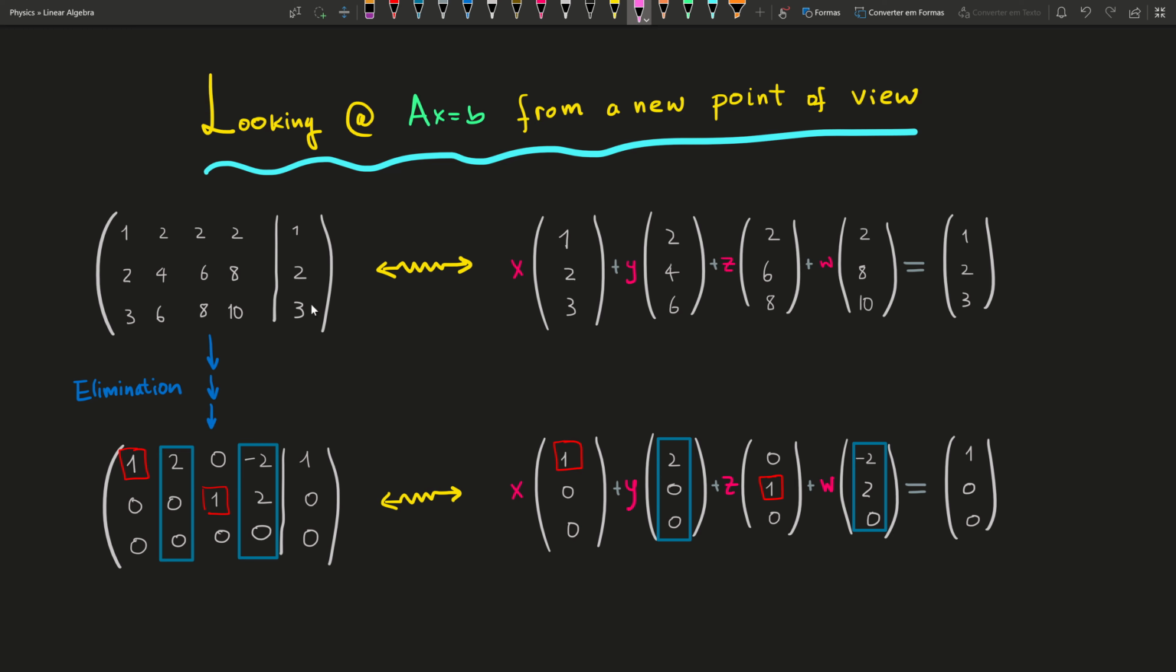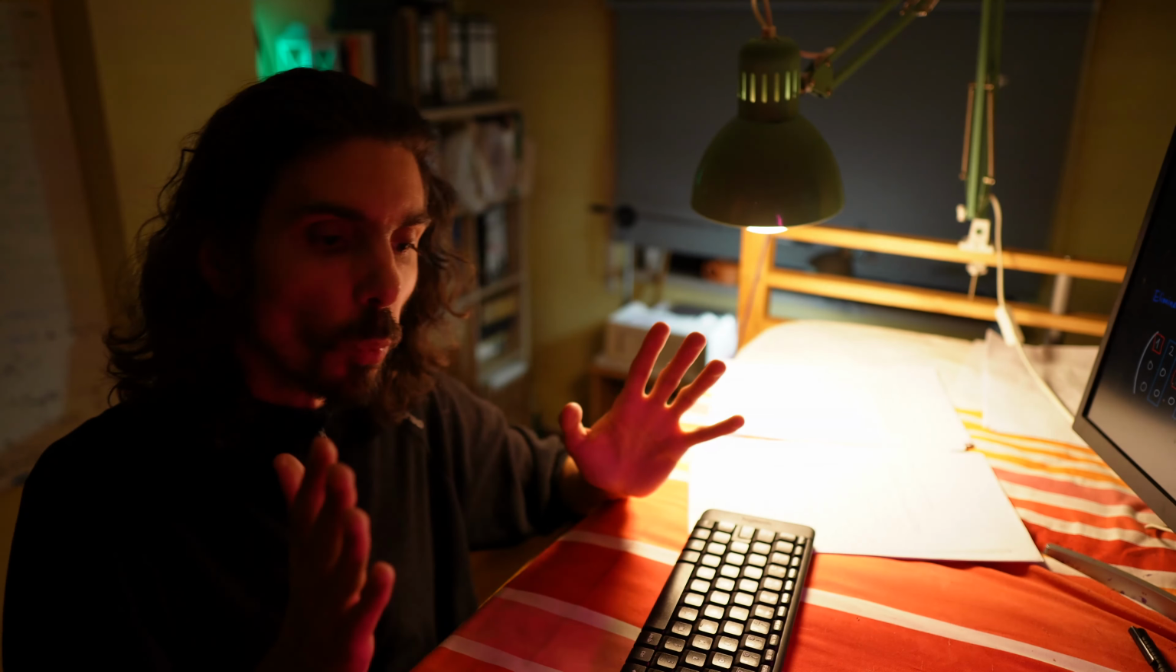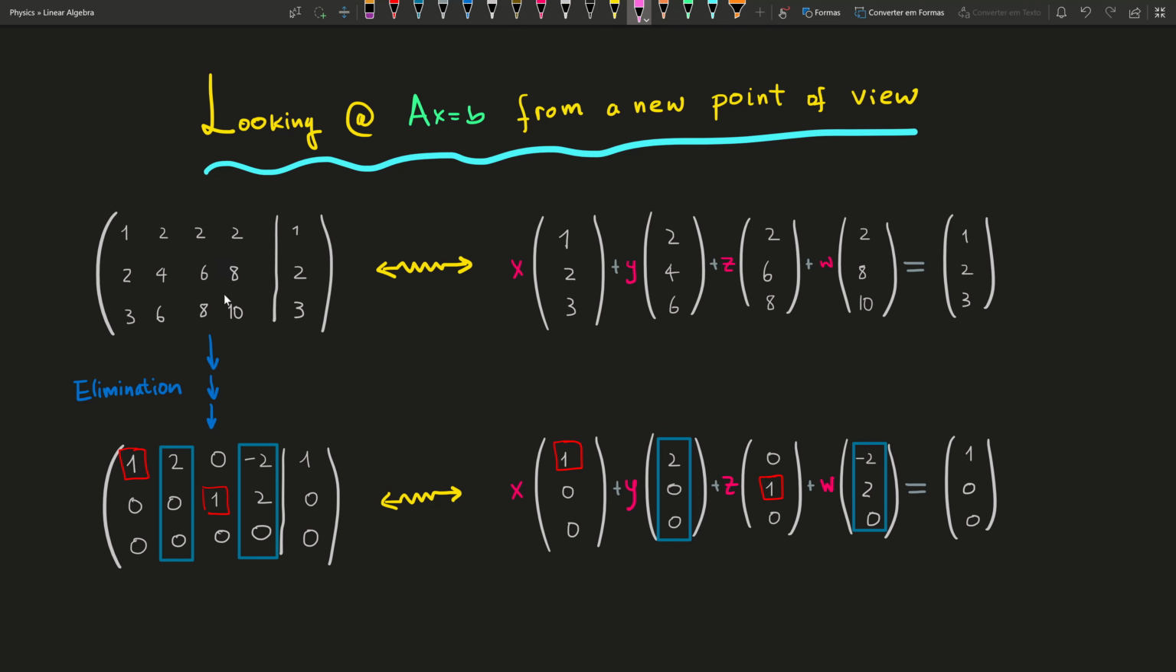So, from the old perspective, we are seeking the vector x that when multiplied by the matrix A gives me the vector b here. However, from this perspective, we are seeking the numbers x, y, z, w such that when I combine the column vectors here, they give me the b column.